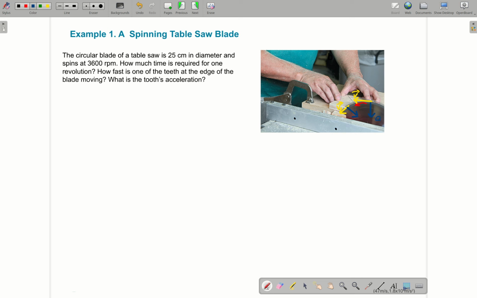What else did I learn? I learned that it will have a period which is equal to time for one full rotation.